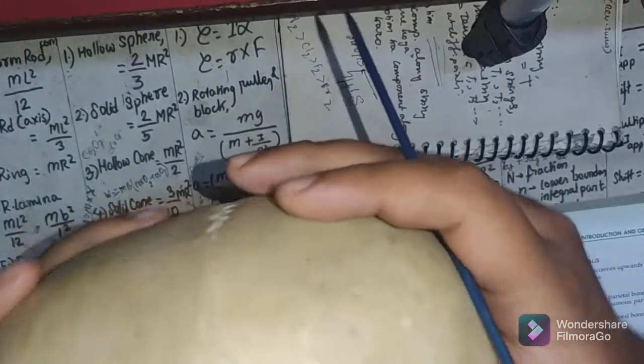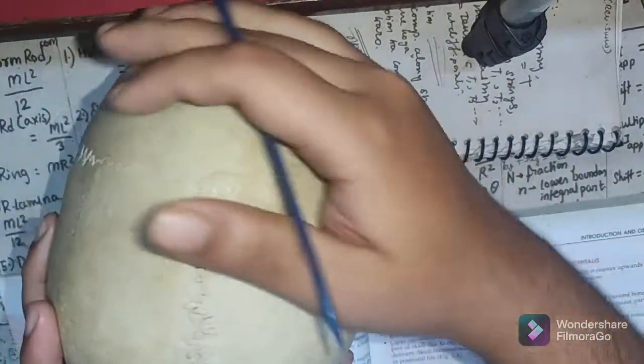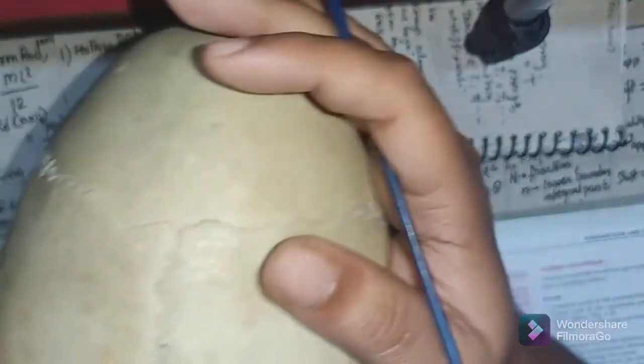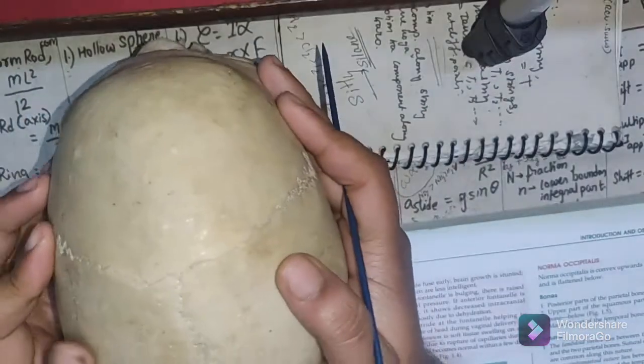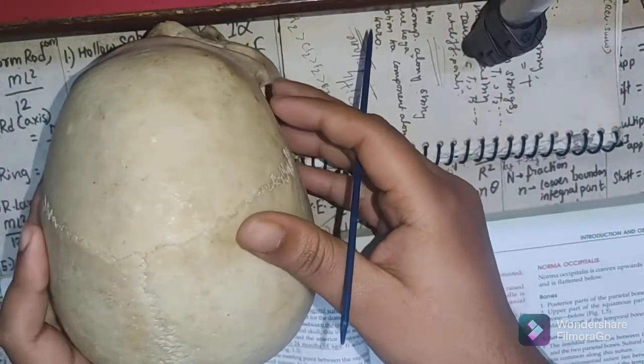See, the vertical portion of the skull is actually forming a dome-like shape. So this is called the vault of the skull. Okay. Now we come to a most important part.